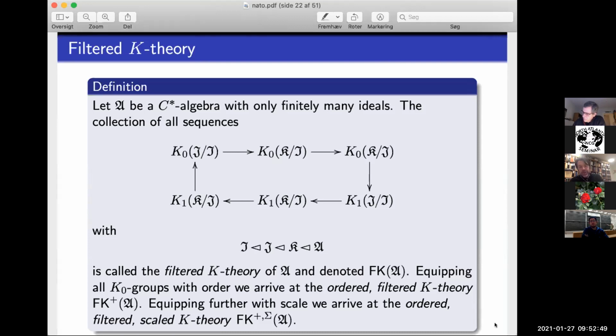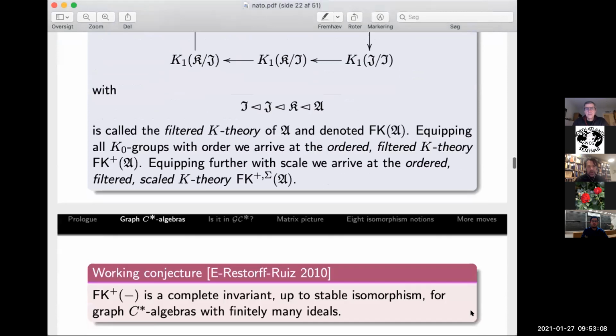But the point is that you can very easily put order on that, because you just take the K0 groups and they will have some order, and then this is the ordered filtered K-theory. And you can also put a scale on the K0 groups, just like we saw in the AF case. So this all makes sense. It's just not so easy to deal with. So what is the scale?